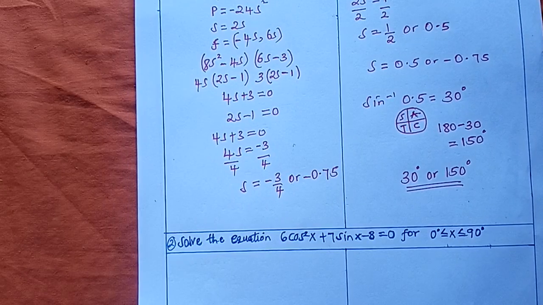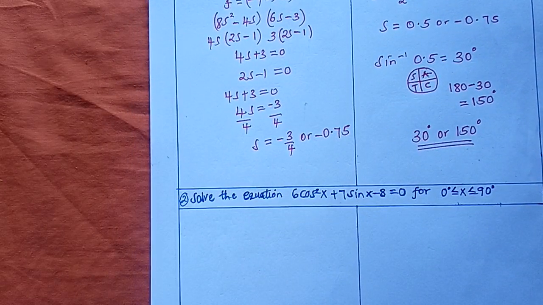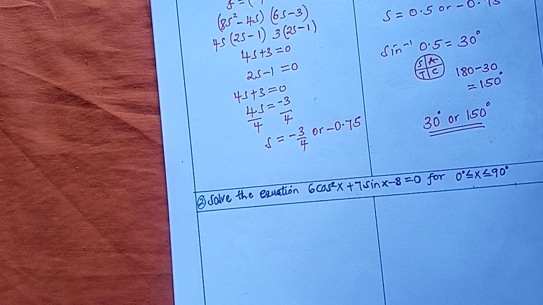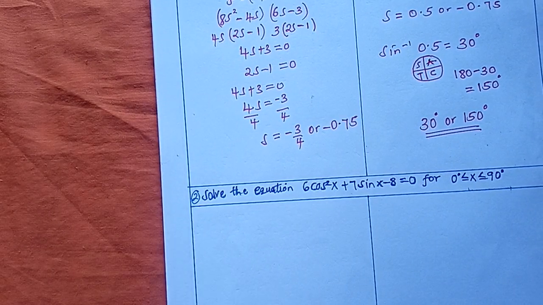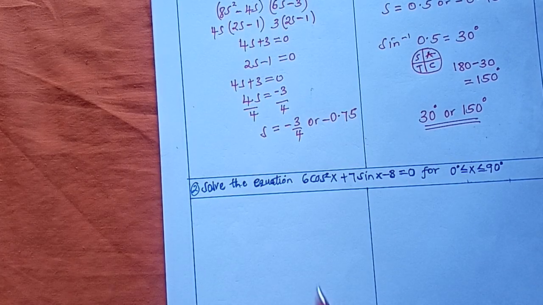Now let us move to the second example that says, solve the equation 6 cos squared x plus 7 sine x minus 8 is equal to 0 for x greater than or equal to 0 degrees, and the same x is less than or equal to 90 degrees. We are supposed to get the angles by the end of this discussion.